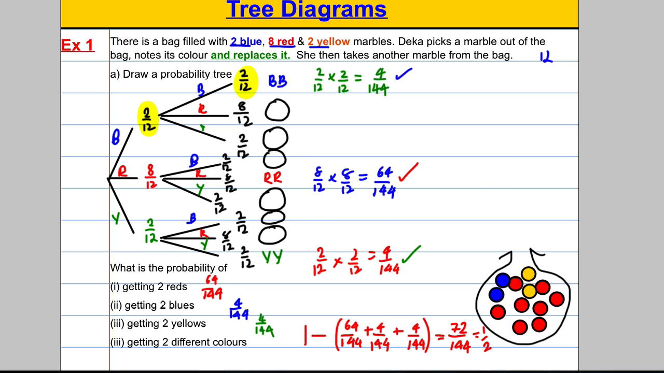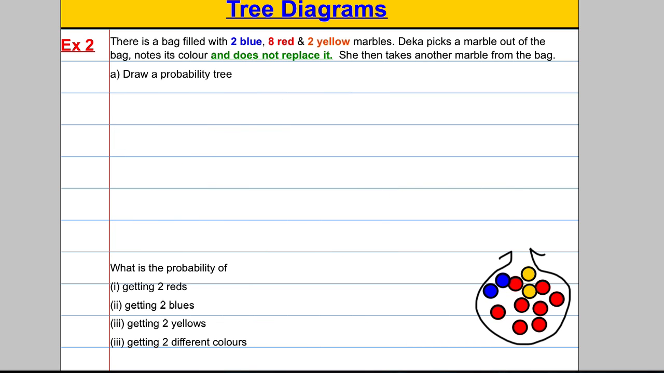Right, next example. It looks identical, but there's one difference. Can you spot it? Well, this time, Decca does not put the marble back in the bag, okay? So if she took out, let's say, a blue, she puts it away. She doesn't put it back in the bag. So the number of marbles in the bag and the color probabilities change. And this is the one that usually comes up in the exam.